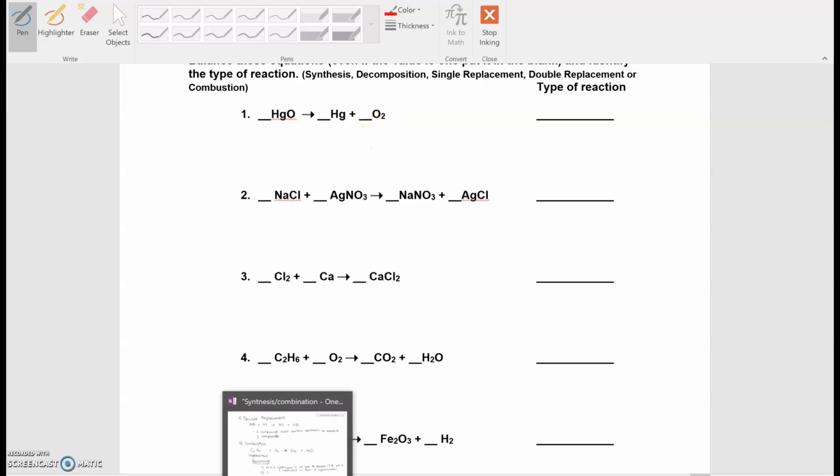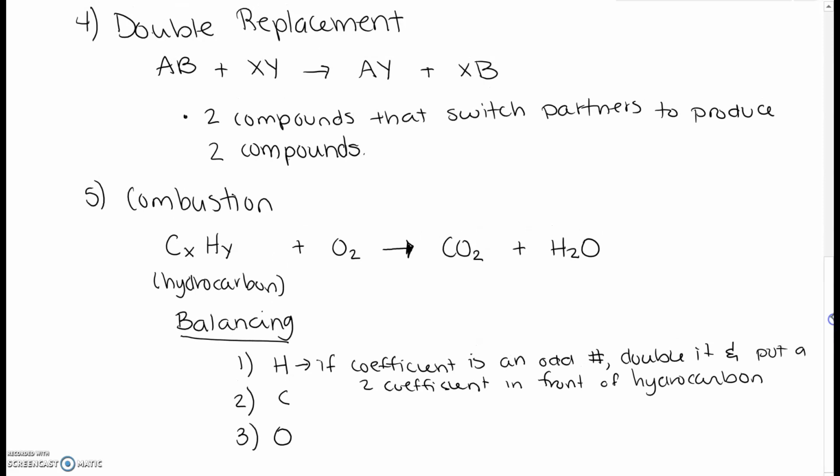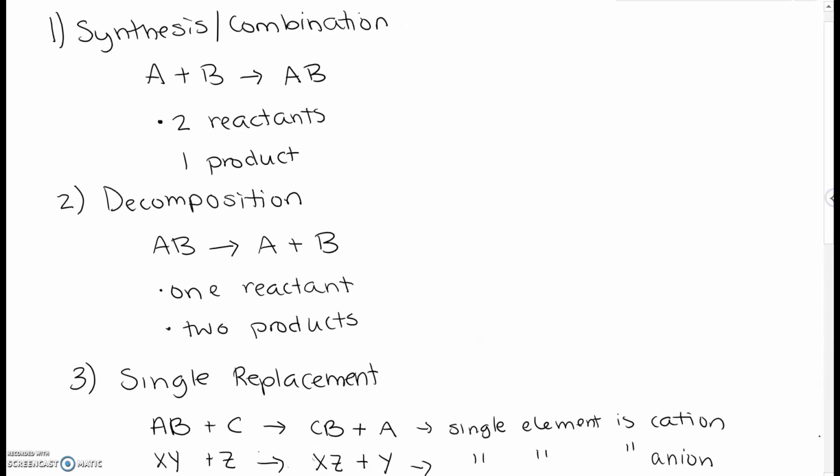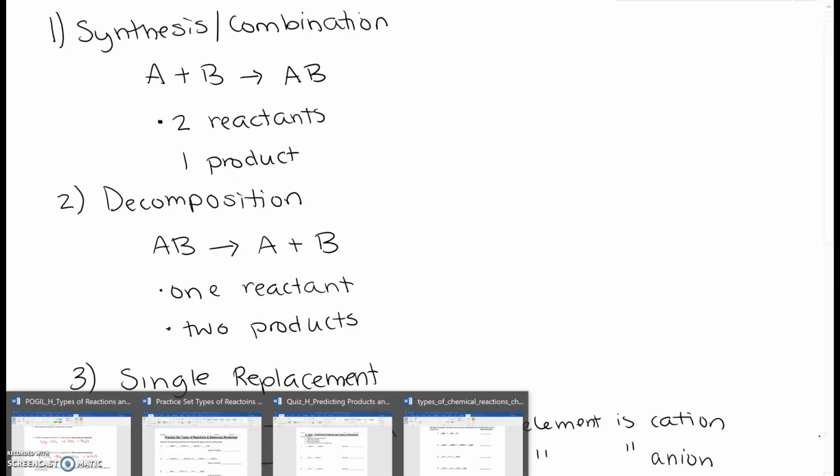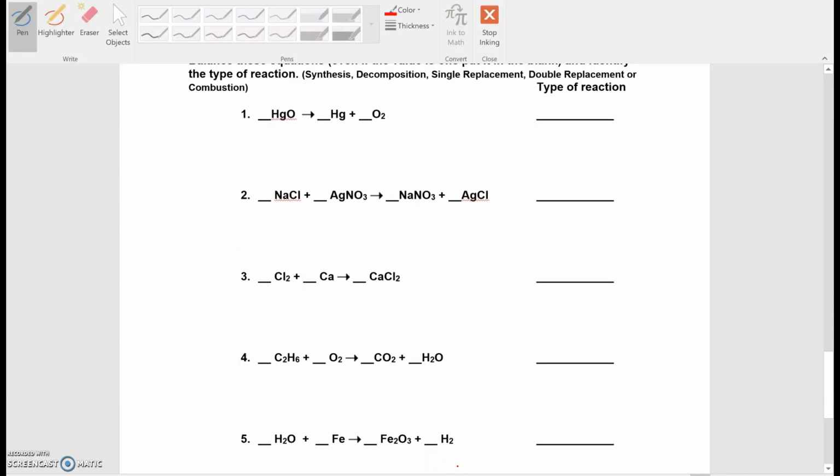So if we look back at our sheet, one reactant breaking into 2 products is decomposition. So this reaction would be decomposition. Now, if you want a little review on balancing, I can create my atom inventory. I have 1 mercury and 1 oxygen, 1 mercury and 2 oxygens.